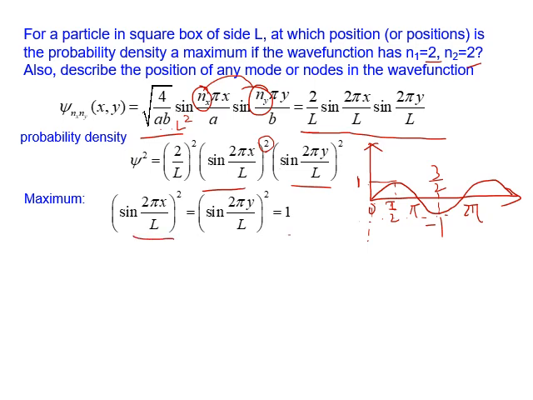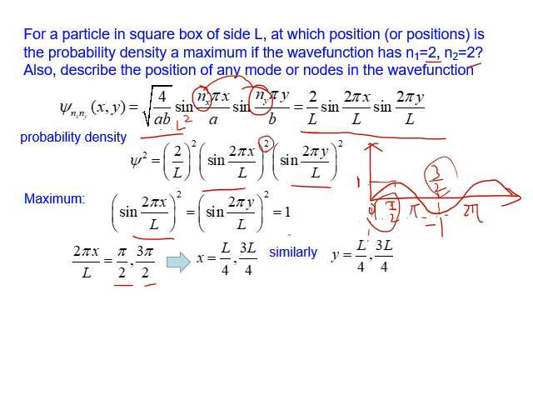And for this one, it can be positive 1 or negative 1. For positive 1, it's half pi. That's this one. For negative 1, it's 3 over 2 pi. So solving it, x is L over 4 and 3L over 4. That's the x location where you have the maximum, where sine gives you 1 or -1. When they are squared, they give you the maximum. Similarly, for y, you do the same, and that gives you L over 4 and 3L over 4.